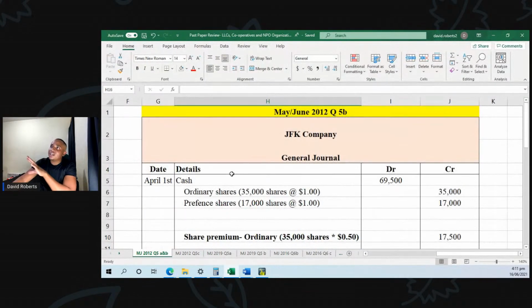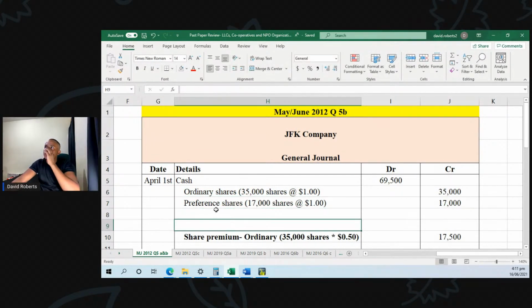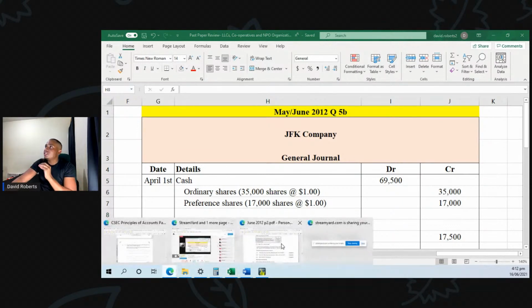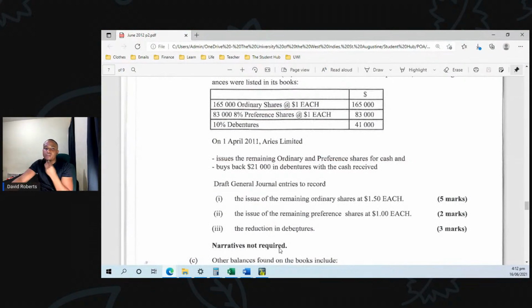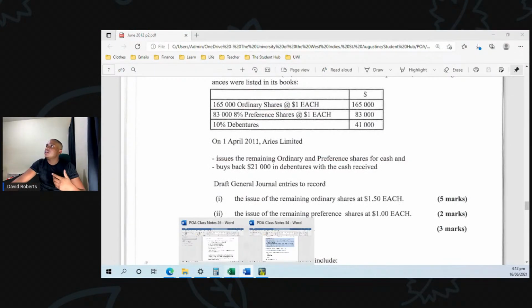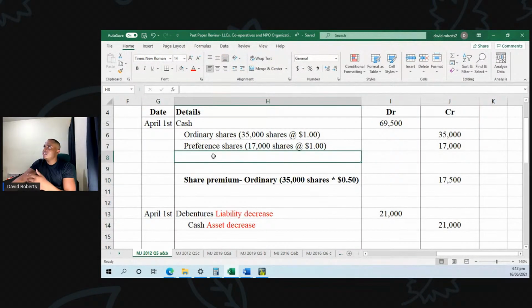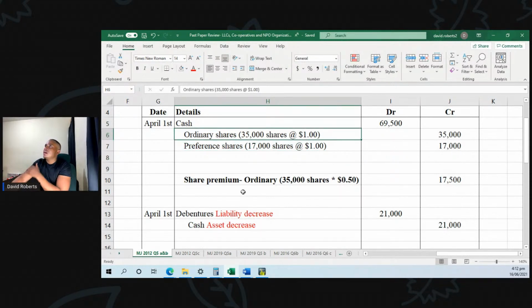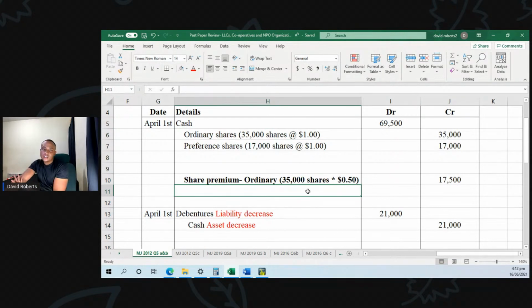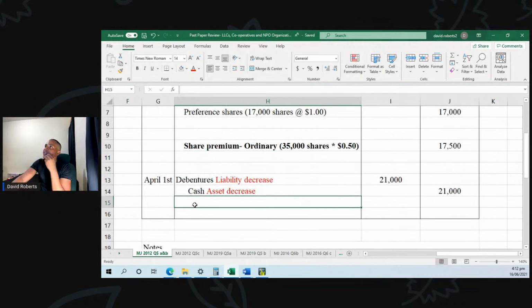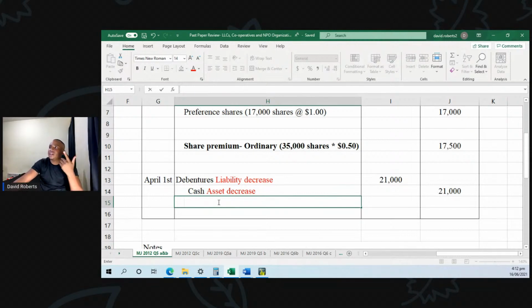When it comes to the questions, by and large, you get questions like this. Let's spell preference correctly. Excellent. The only difference is that in an exam, they might ask you to narrate. In this question, they specifically said narrations not required. However, in many questions, you will have to actually narrate. So you'll have to say that these are shares issued at par value $1 per share, and then share premium at 50 cents per share, and that this will be a decrease in the debenture. So you have to actually type out a narration, but in this one we didn't have to.